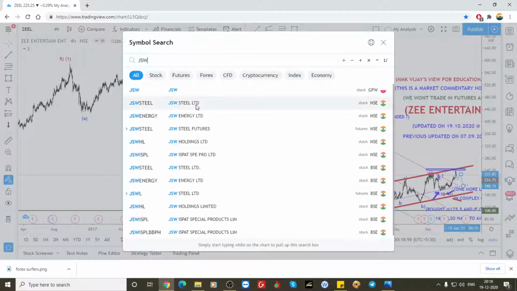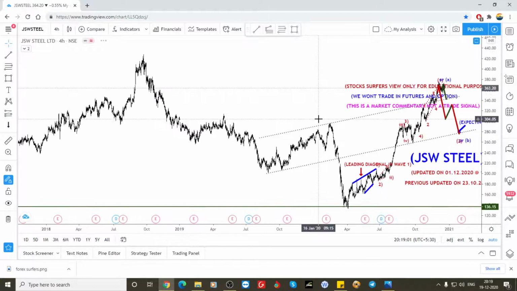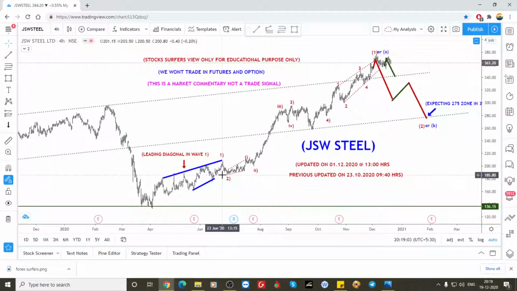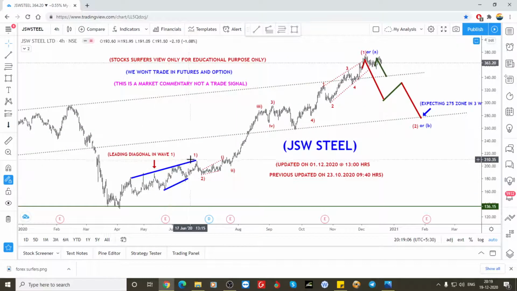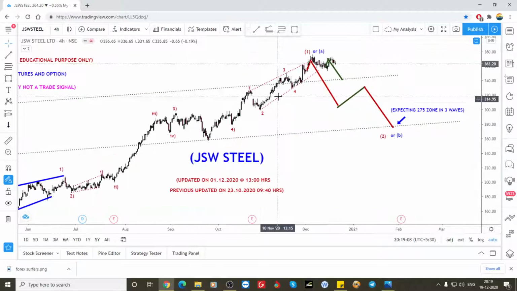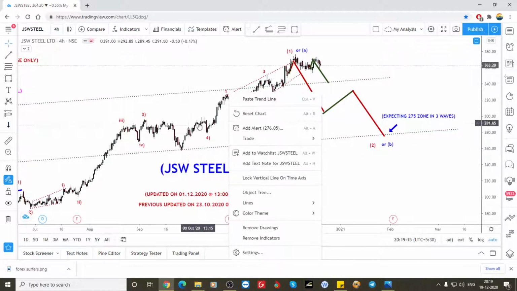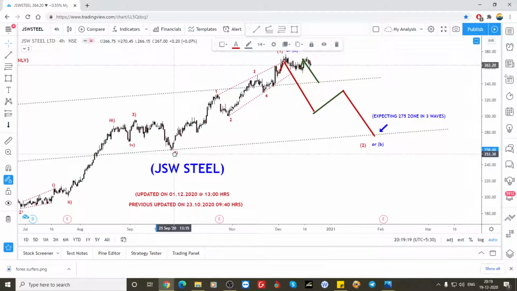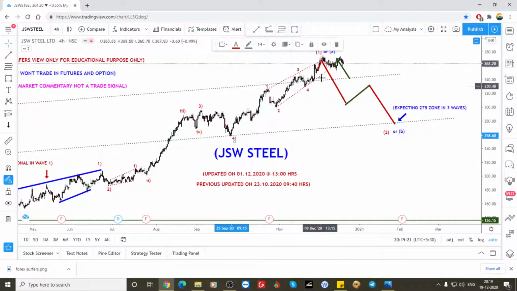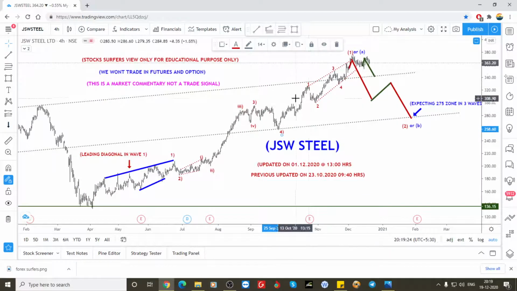JSW Steel. So here also, this is the leading diagonal, 1, 2, 1, 2, 3, 4, 5 has got completed. And again, sometimes it looks like a 5-wave structure, and this is a 3-wave structure. So if it is the 4th wave, 1, 2, 3, 4, 5 has got completed, but for this wave 1 we need to, if we strictly treat this as a 4th wave, the 5th wave has ended.